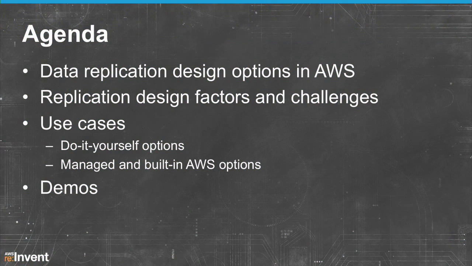Today's talk is about what type of replication design options we have in AWS, while still being able to meet some of the business drivers or the main goals of data replication. So today's agenda is about data replication design options in AWS. We're going to take a look at the options that you have, and also at design factors and challenges associated with them. Then we're going to introduce several use cases. These are common use cases that when I talk to different customers, especially enterprise customers, they would like to know how they can achieve this type of scenario. Some of the options you can do yourself, or you can leverage managed or built-in AWS options. And in between, we're going to try to squeeze in several demos.